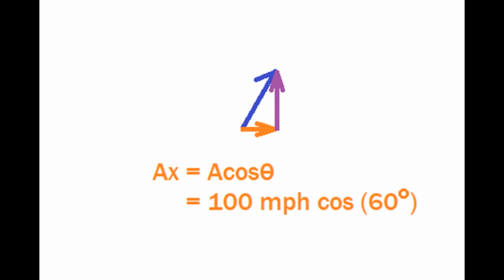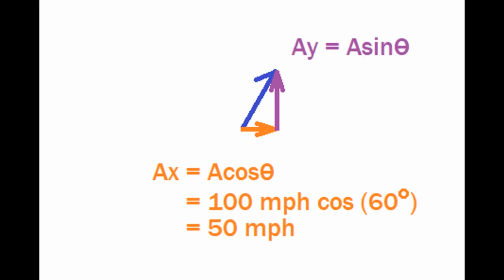The x component, we're going to use Ax equals A cosine theta. We're going to plug in our numbers and get 50 miles an hour. For our y component, we're going to plug in and we're going to get 86.6 miles per hour. And these are going to make up the component vectors of our crosswind velocity vector.